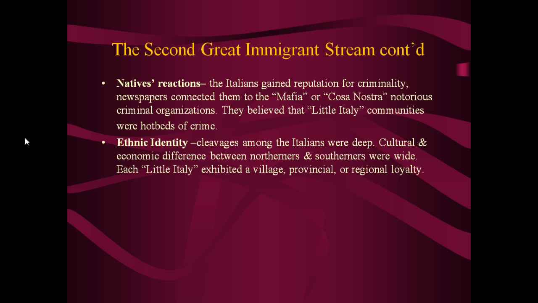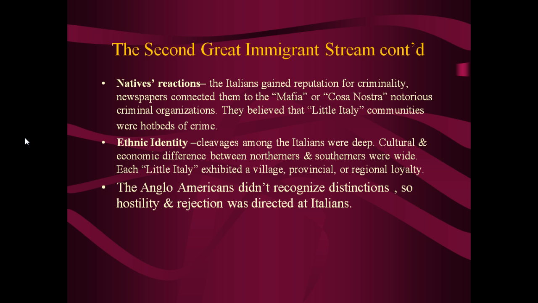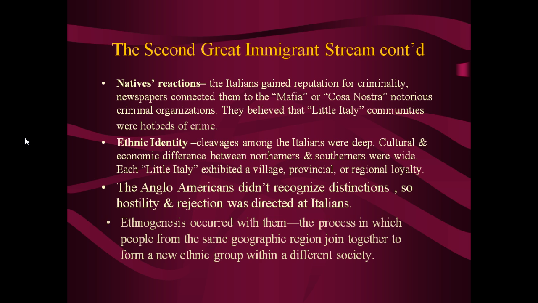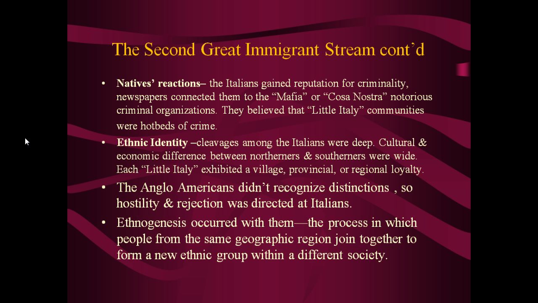The Italians were a good example of how ethnogenesis occurred. Immigrant communities usually were not communities when they came. Their ethnic identities were constructed in America. They became Italian in response to the pressures existing within American society.